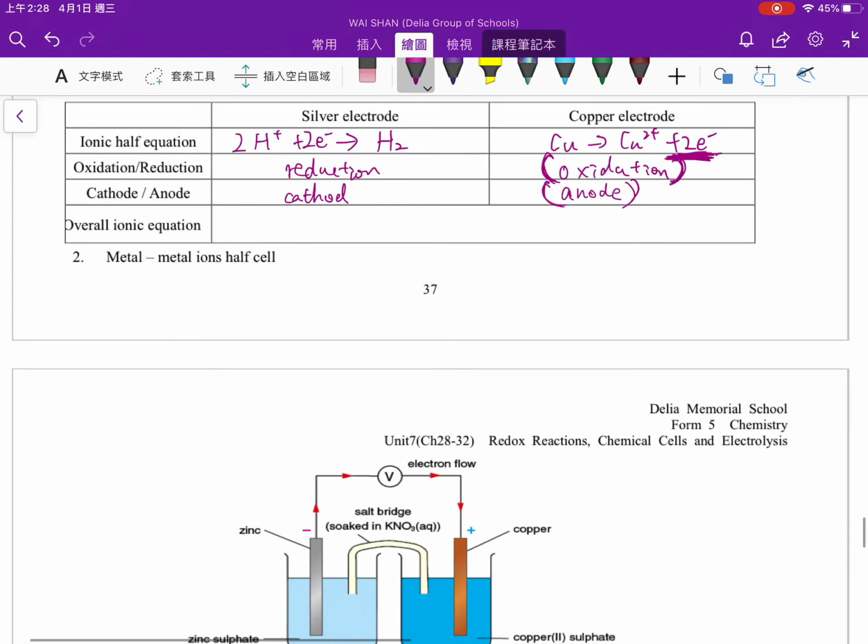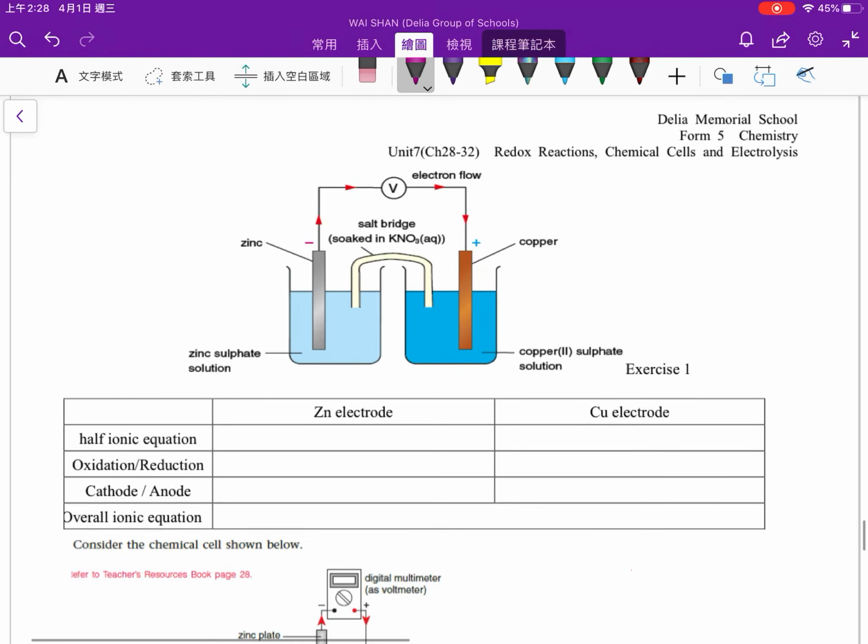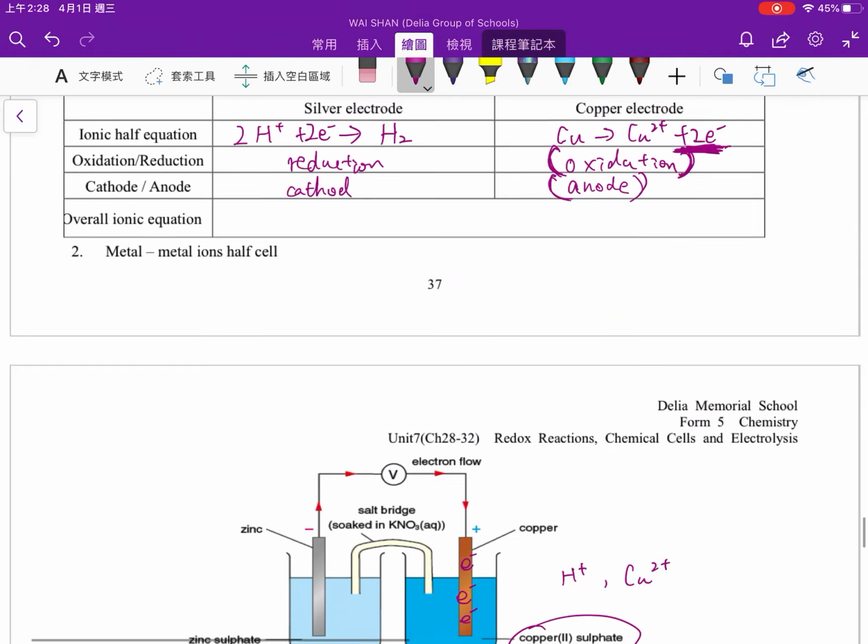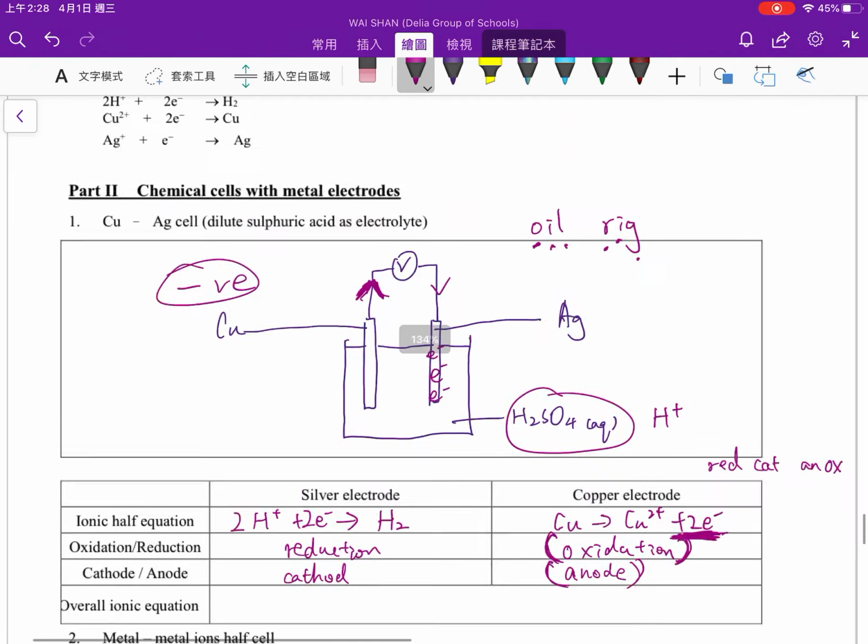Okay, and then here for another example on the next page, the case will be a bit more difficult, because when the electrons come to the copper electrode, there is more than one cation in the copper 2 sulfate solution: hydrogen ion and copper 2 plus ion. So whether hydrogen ion or copper 2 plus ion will discharge, that means gain electrons, we have to check the ECS. Okay, we have to check the ECS.